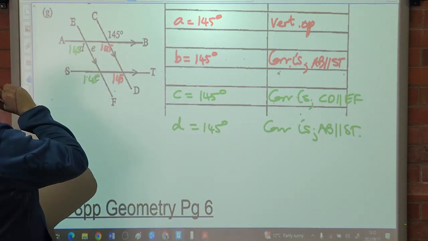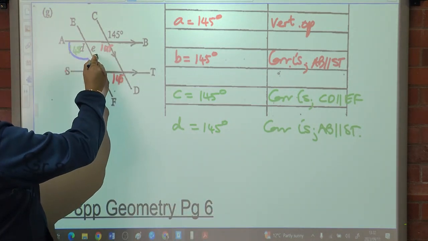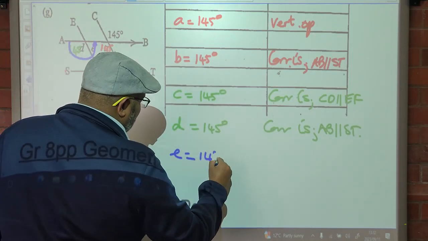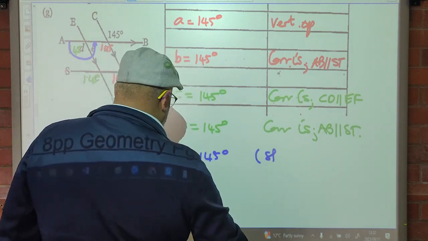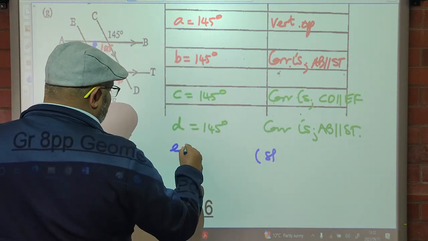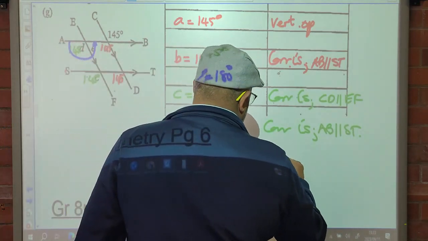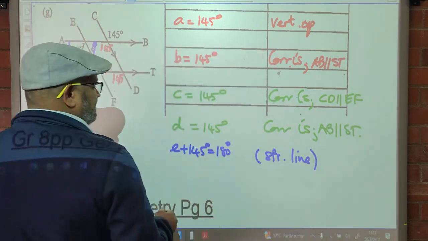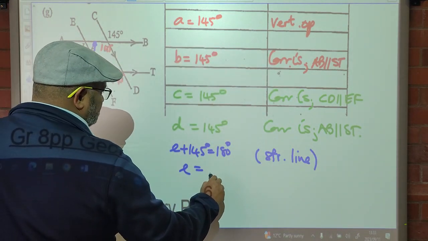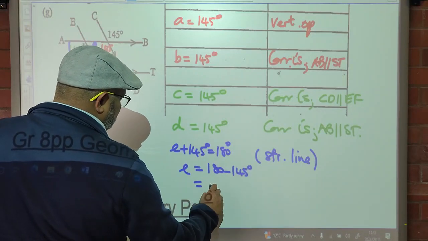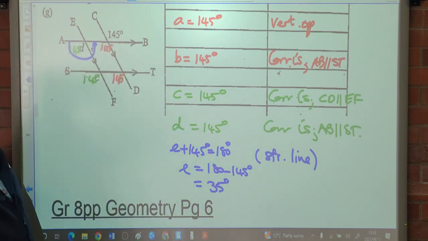What can be determined now? E, by using angles on the straight line. So E is equal to 145. No, not 145. E plus 145 is equal to 180. Why? Angles on the straight line. So E is equal to 180 minus 145, which is 35 degrees.